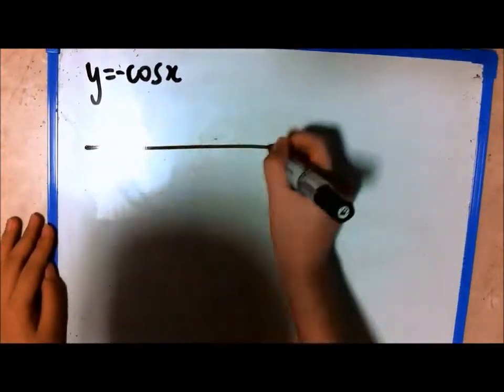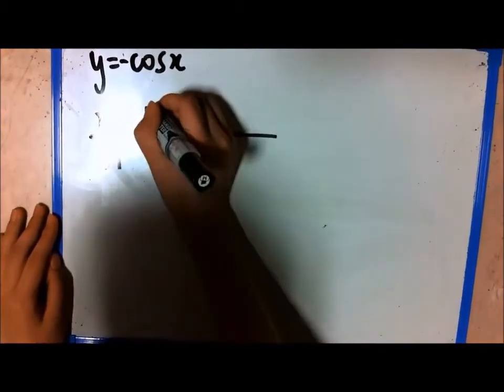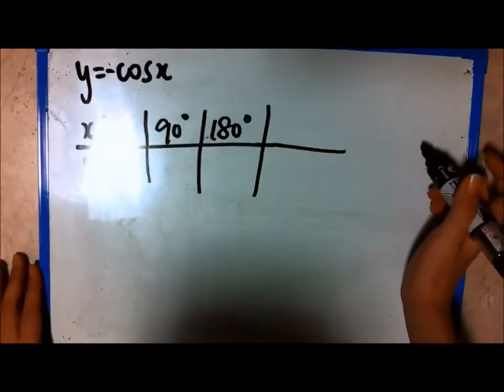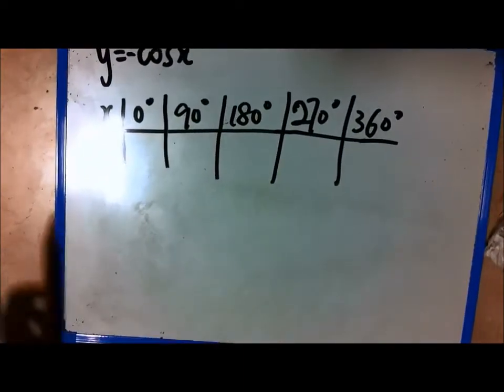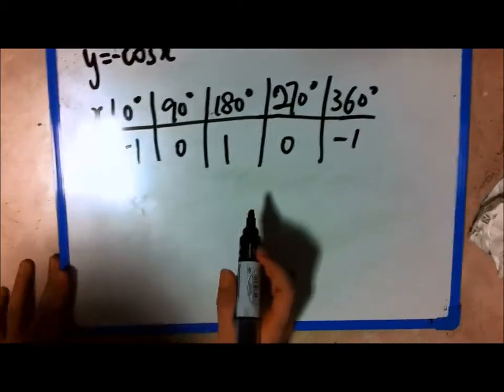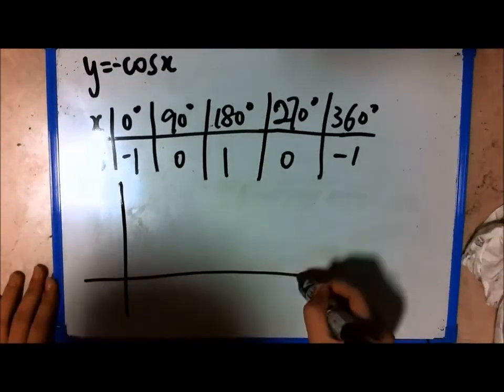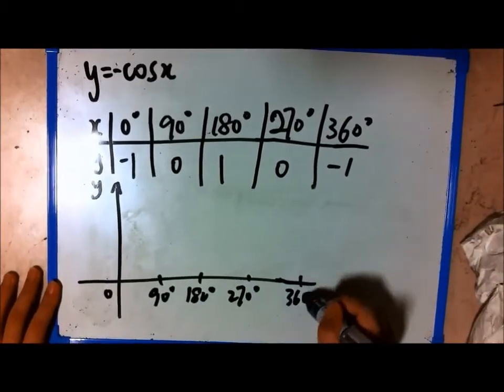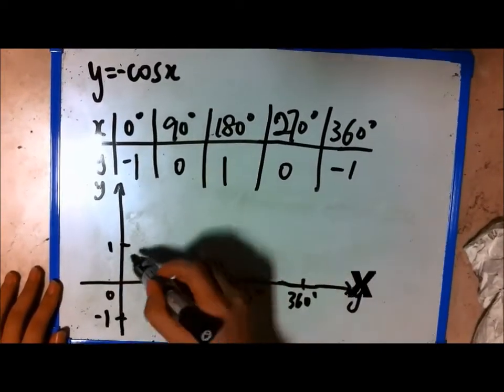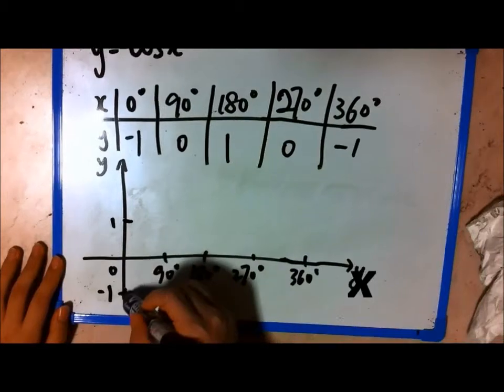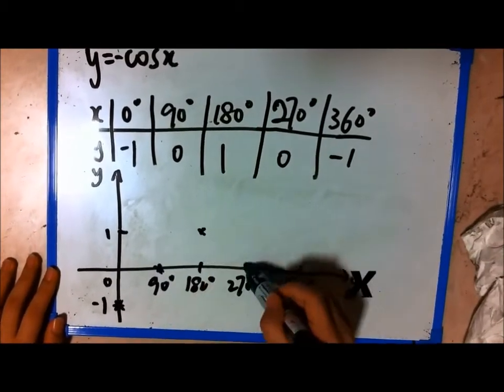We can sketch the graph by finding 5 critical points, which is when x is 0, 90, 180, 270, and 360 degrees. Let's try by sketching the graph of y equals -cos x. Here we're plotting the graph.